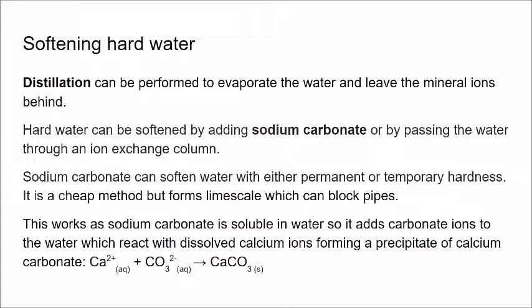Sodium carbonate can soften water with either permanent or temporary hardness, which is a cheap method, but it also forms limescale, which is a problem for blocking and clogging up pipes, which will become a major issue. This works because sodium carbonate is soluble in water, so it adds carbonate ions to the water, which then react with the dissolved calcium ions, forming a precipitate of calcium carbonate, as shown in the equation again.